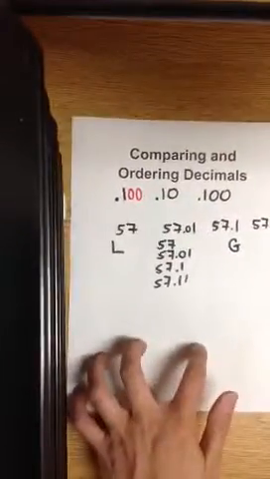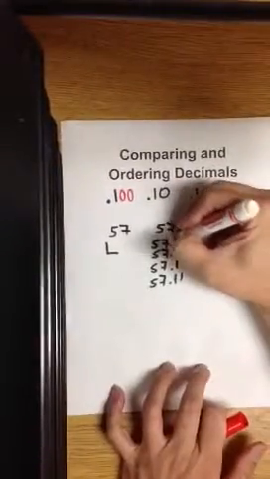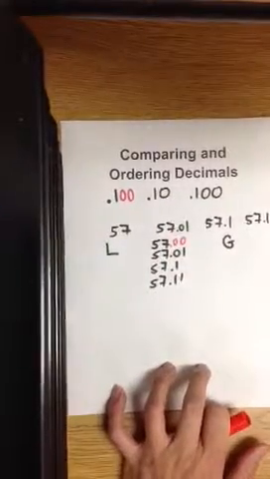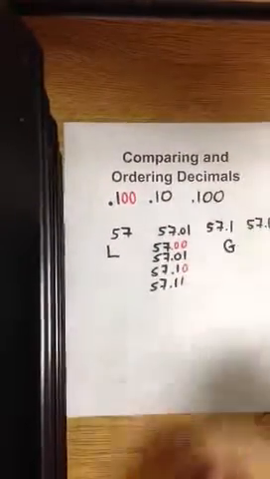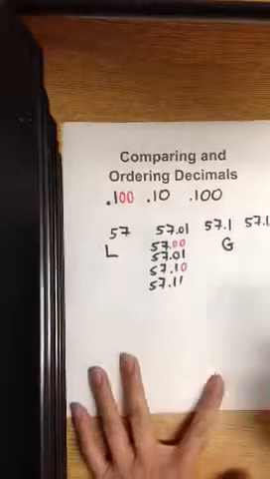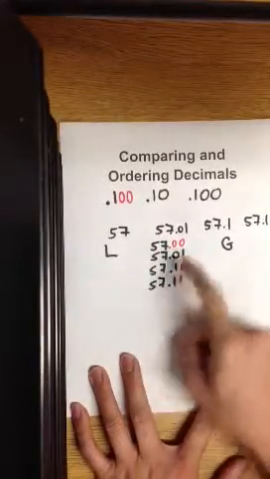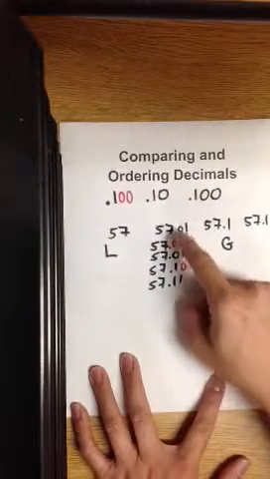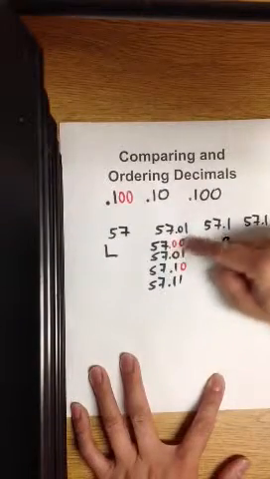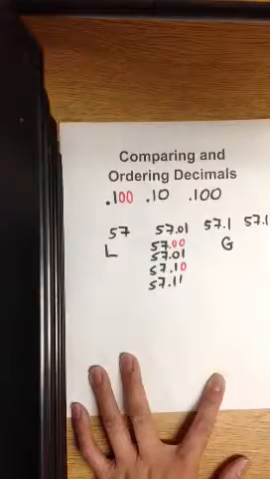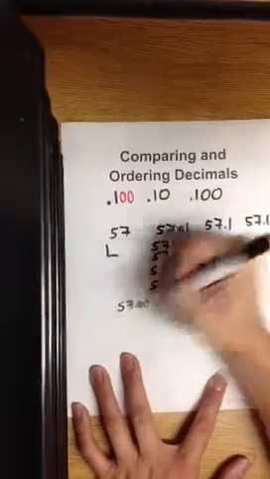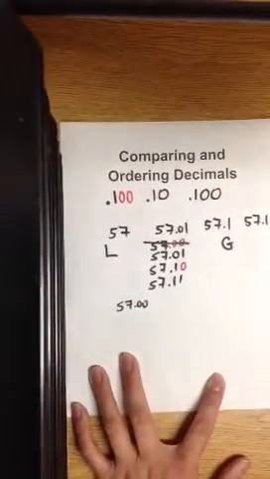And then I affix zeros. So this one needs 2 placeholders. This one needs 1 placeholder. So let's compare. In the tens place, all 5s. In the ones place, all 7s. In the 10ths place, which one is smaller? Let's go to the hundredths place. So 57 is the smallest. Cross it out so we don't use it again.